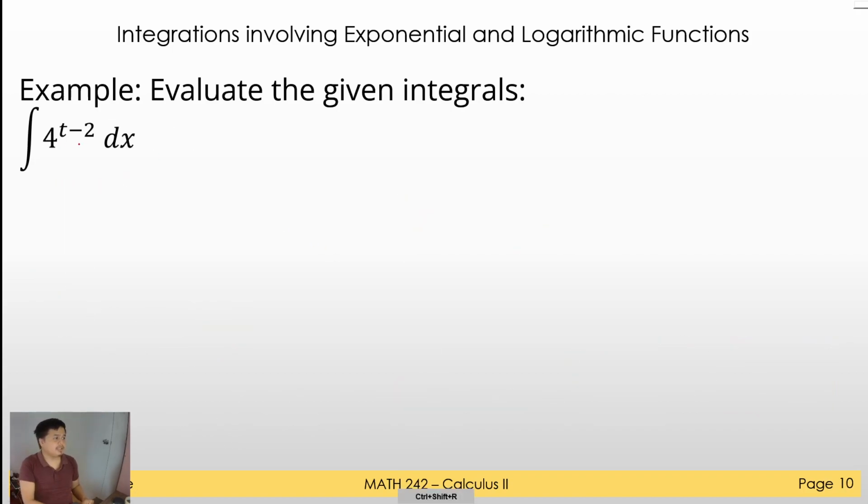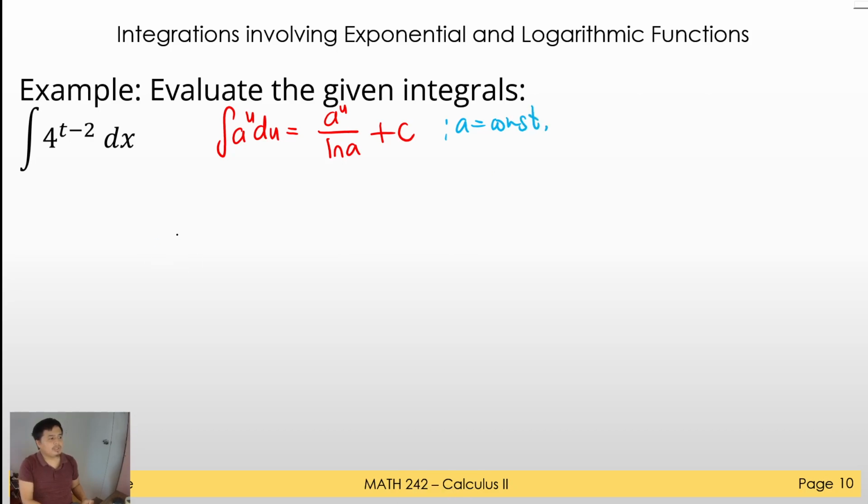Okay, another example here. So we have 4 raised to t minus 2. So how do we solve this now? Okay, we have a formula for this. We have the integral of a raised to u du is equal to a raised to u over ln a plus c. So a here is a constant.